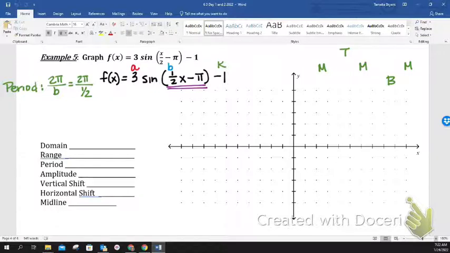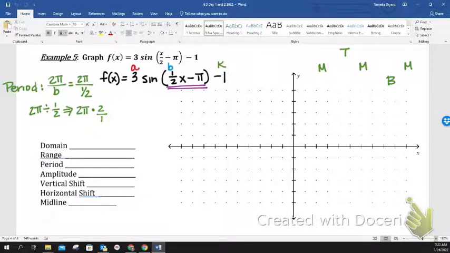So who remembers how to divide by a fraction? Keep, change, flip. So when I'm dividing by a fraction, it's keep. Because if I'm doing 2 pi divided by 1/2, that's the same thing as saying 2 pi times 2 over 1. So when you divide by 1/2, you're really multiplying by 2.